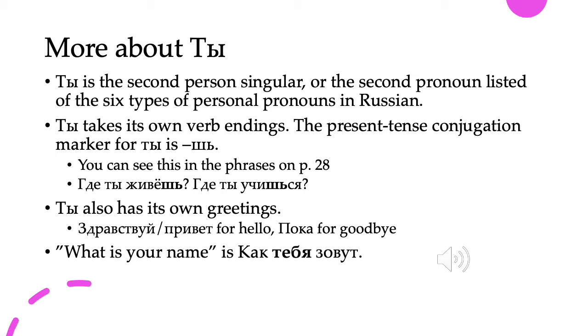Ты also has its own form of greetings. So when we are using ты with someone, we can say здравствуй or привет to mean hi or hello, and then we say пока when we say goodbye. If we want to ask someone what is your name and we think we should be on ты with them, we say как тебя зовут. Note the form there. That is actually the accusative case of ты, and we will learn more about the accusative case later. But what you're really saying is, what do they call you? And so we're going to say тебя.